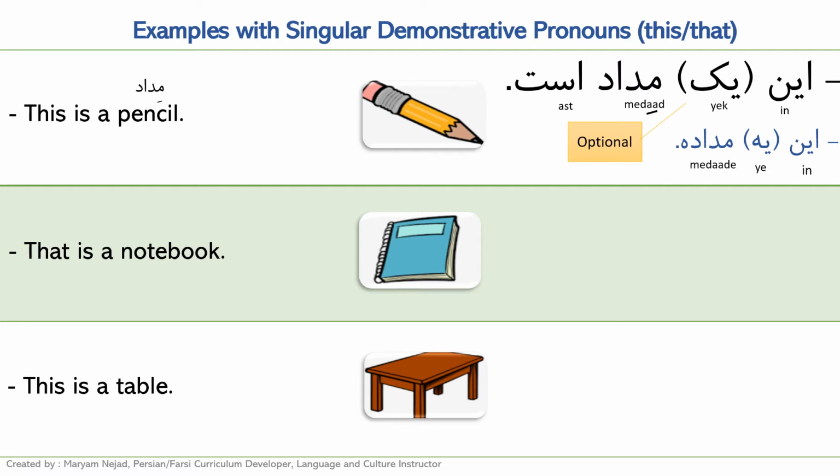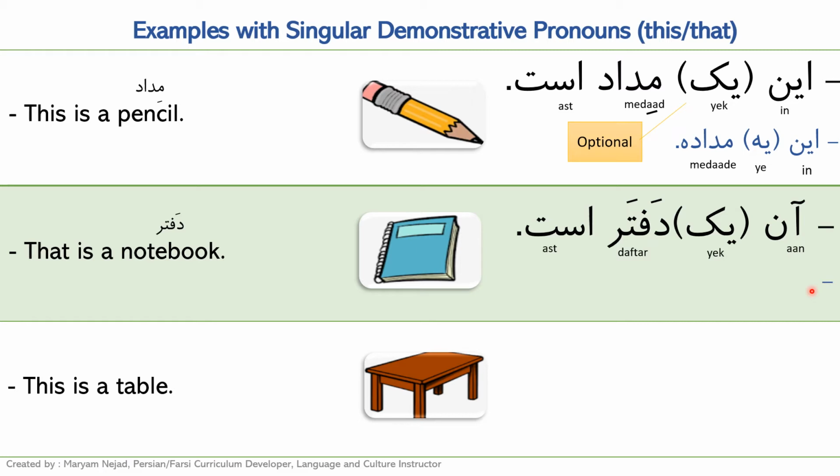Next one, this is a notebook. Notebook is دفتر. آن یک دفتر است. The informal اون یه دفتره. We said earlier that the informal of on is un.